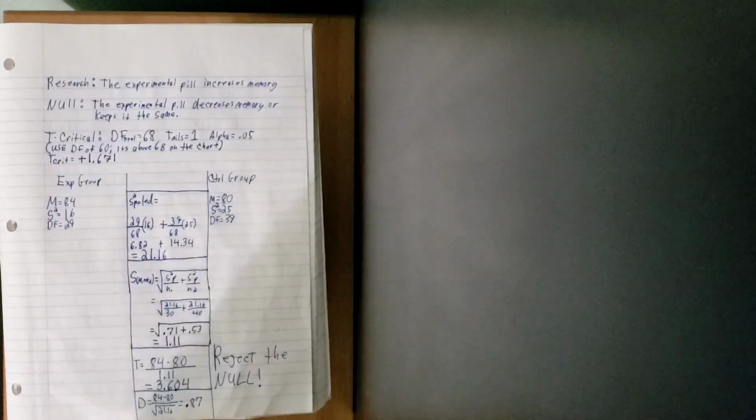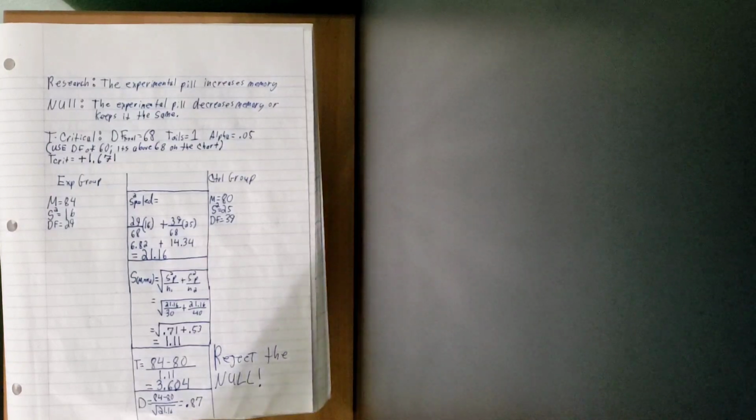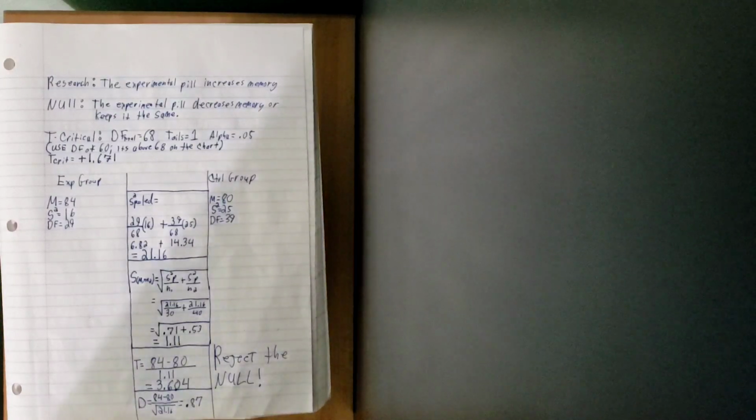The experimental group has a mean of 84 on the test with an estimated population variance of 16, and the control group has a mean of 80 with an estimated population variance of 25. Does the experimental pill increase memory? Using the 0.05 level, what should the experimenter conclude?